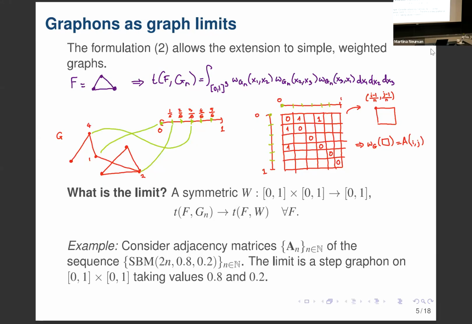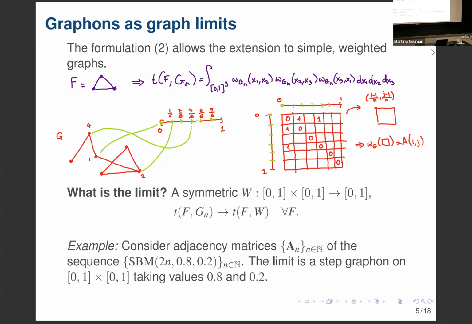Okay, all right. So now that we have a way to extend A to a function W_G, here's a theorem. So suppose that you already determined that the sequence G_n is converging to something. Okay, then the theorem goes that if you have a convergent graph sequence, there exists a symmetric function W that lives on the unit square, [0,1] squared, going to [0,1].